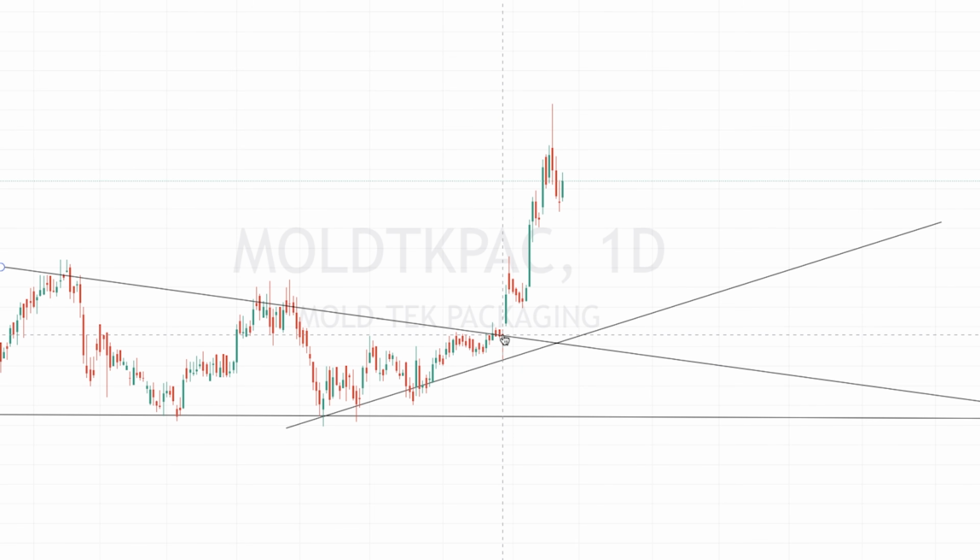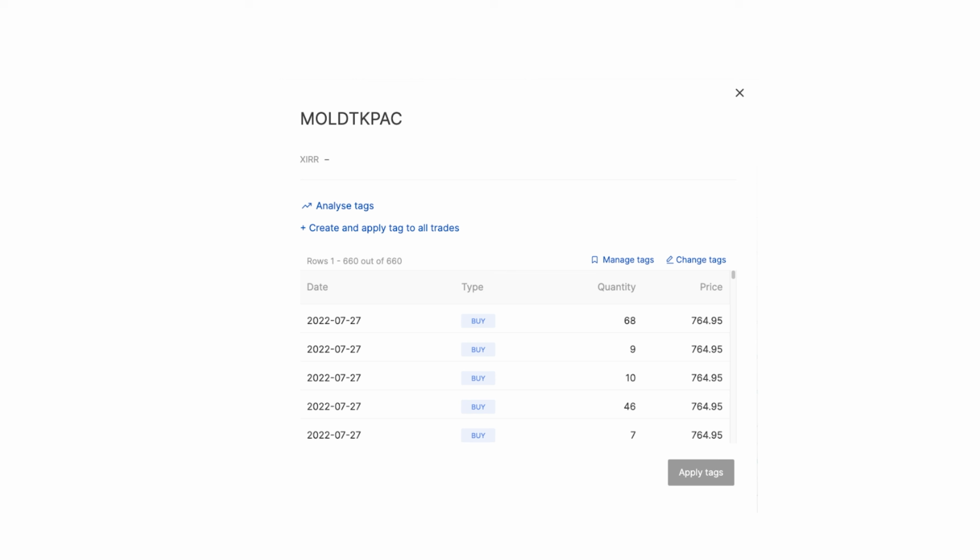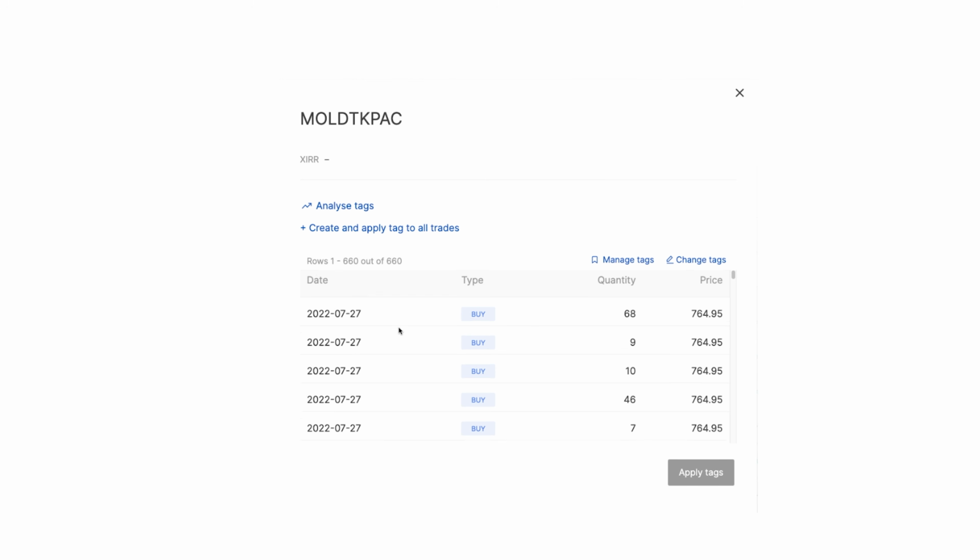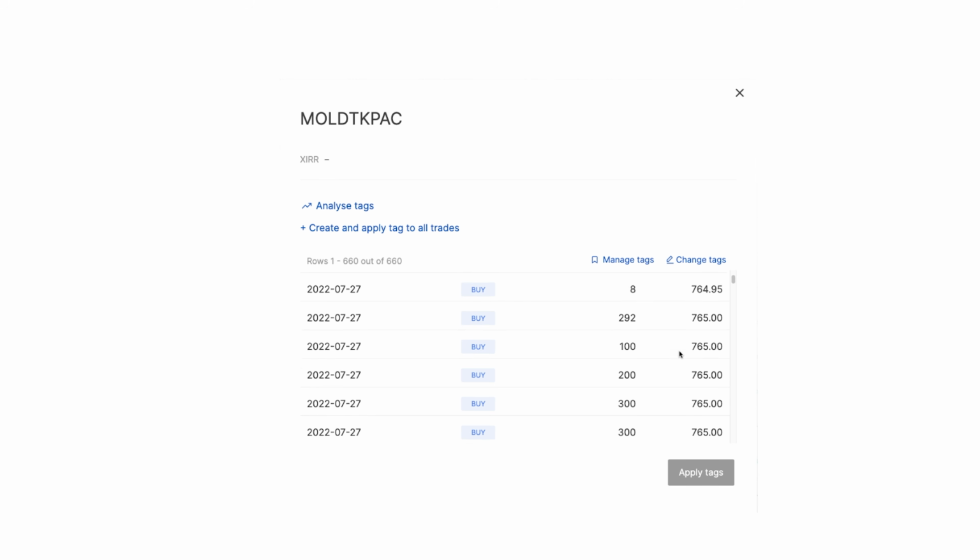So I entered here. I did not allocate all the capital in one go. I entered in different areas, and I exited at different prices, okay, which is what I'm going to explain now, and the rationale behind it. So I started buying at 27th, 764, 765.